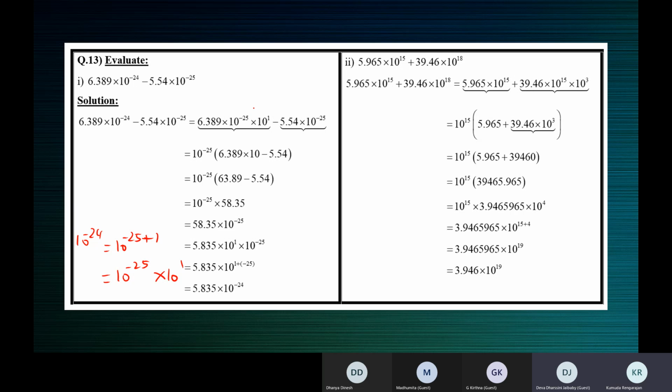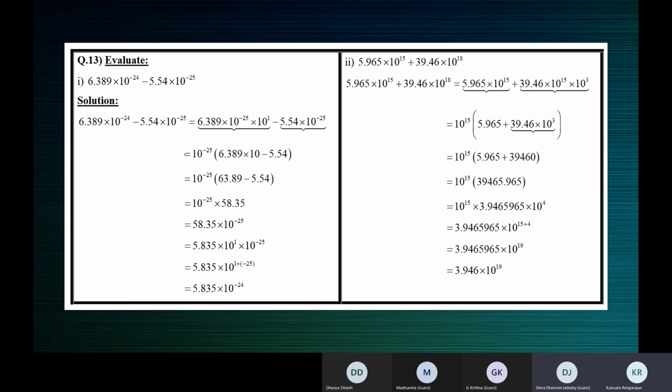Next, 10 to the power minus 25 is common in both. Write out the common, 10 to the power minus 25. Write the remaining: 6.389 into 10 to the power 1. That will be the first term. This minus 5.54 is the second term, because this one is outside common. What you've taken outside as common, don't write in the bracket. So in the bracket we'll have 6.389 into 10 minus 5.54.